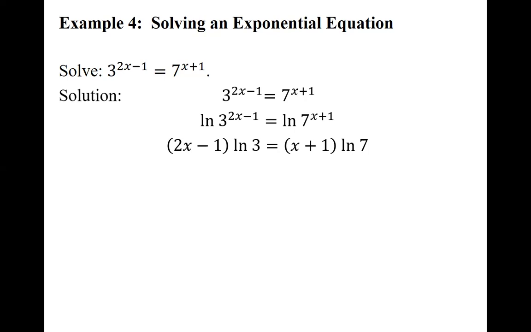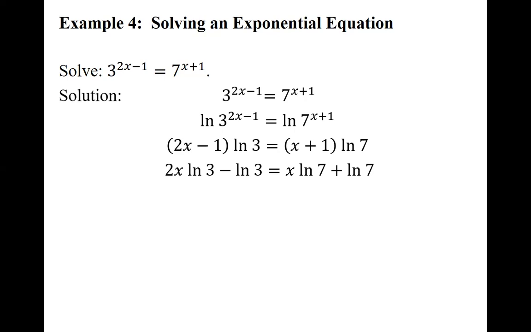Now here's where it gets fun. We want to distribute the natural logs. So 2x times natural log of 3 minus 1 times natural log of 3 equals x times natural log of 7 plus 1 times natural log of 7. Why are we doing this? We had to get those x's out of parenthesis jail. Now we can get x's on one side, things without x's on the other.